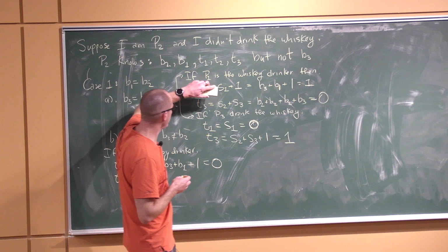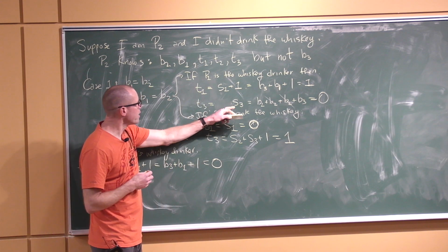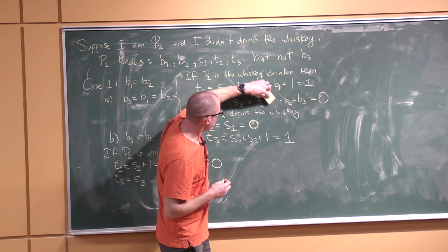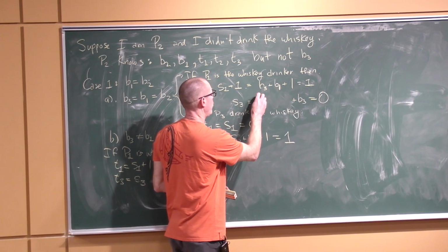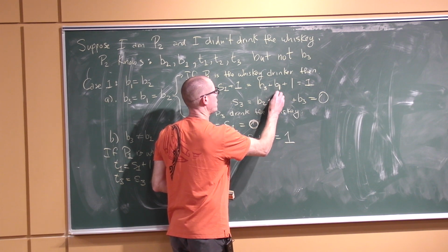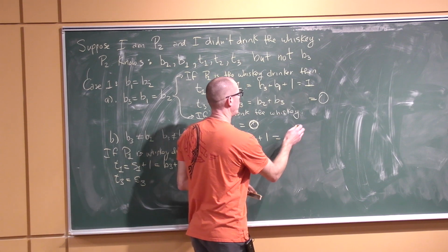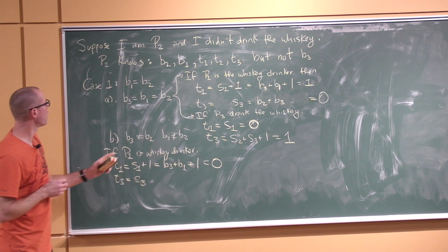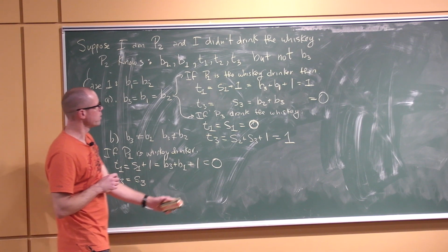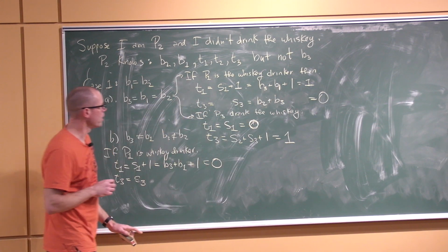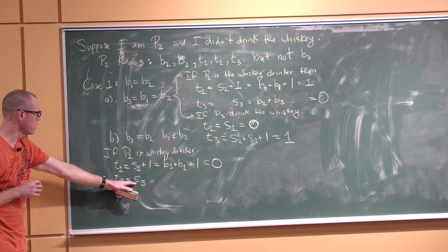Geez, I got many of these things wrong. Sorry. T3 is S3, which is just B2 plus B3, and that is still equal to 0, because in this case B2 and B3 are equal. In this case it's B3 plus B1. That's still true. All right, so this is S1 plus 1. This is S3.